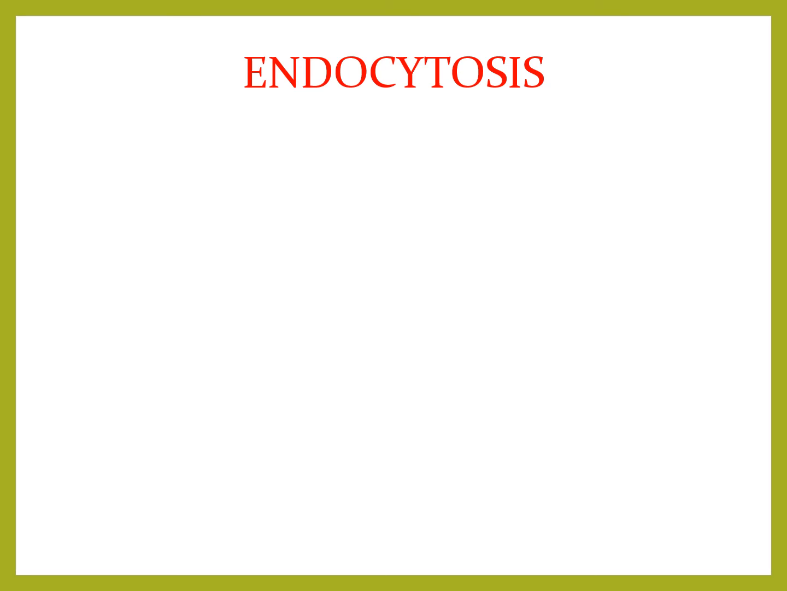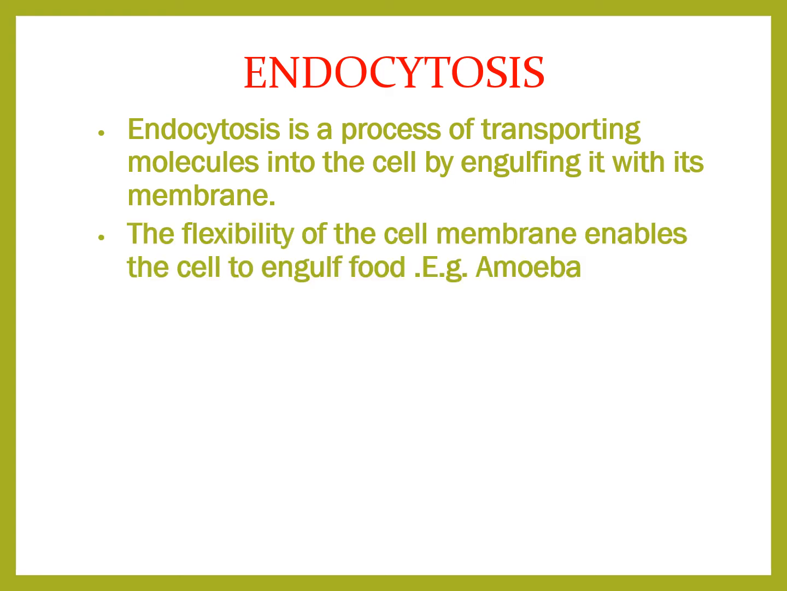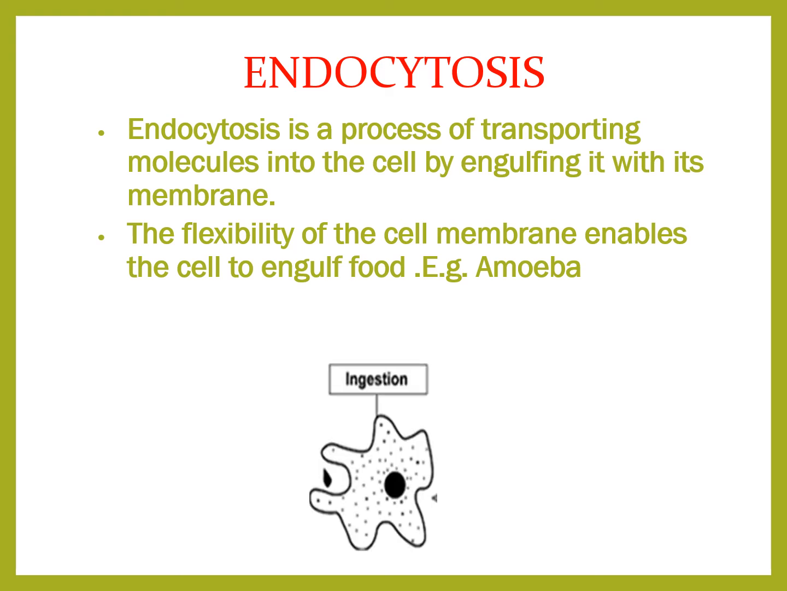Let's now understand one more concept related to plasma membrane, that is endocytosis. Endo means within. Endocytosis is the process of transporting molecules into the cells by engulfing it with its membrane. The flexibility of the cell membrane enables the cell to engulf food, which we can see in case of amoeba.